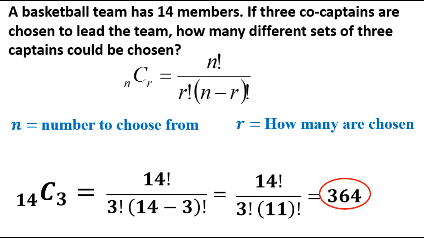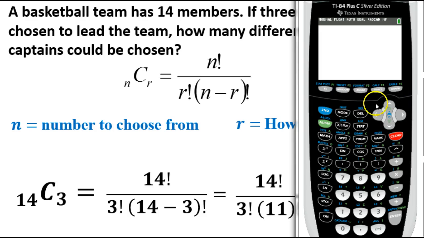Now let's do it on the TI-84 as well, just to show you that we can do that too. 14. The factorial button on the TI-84 is found under math, and then probability. So we're going to have to go to the right, and option number 4 is our factorial. So we've got 14 factorial divided by, don't forget your parentheses here, 3. Again, the factorial is under math, probability.